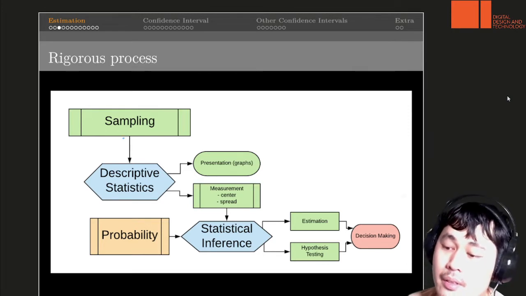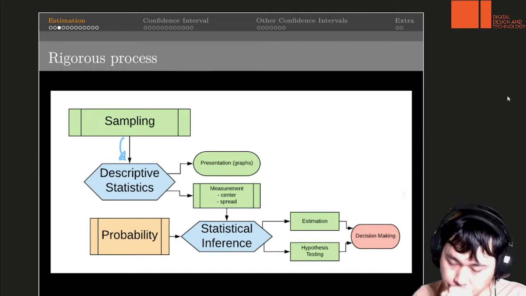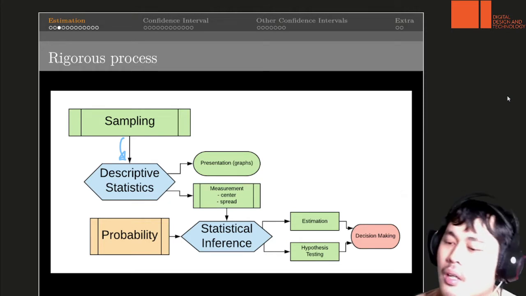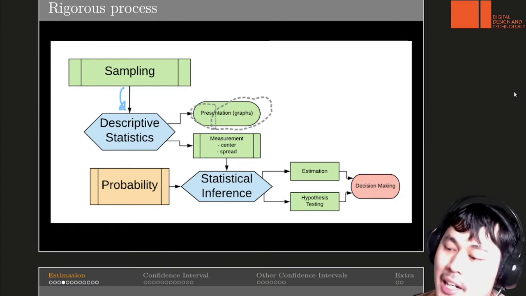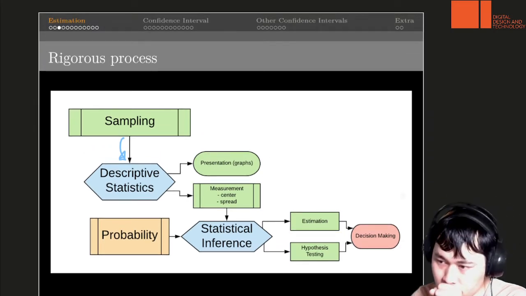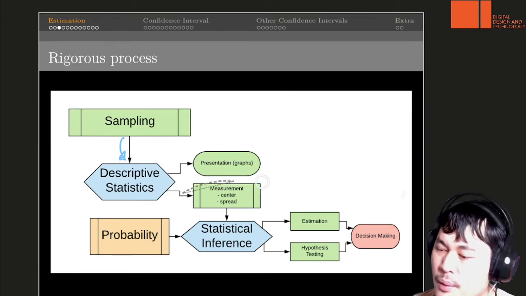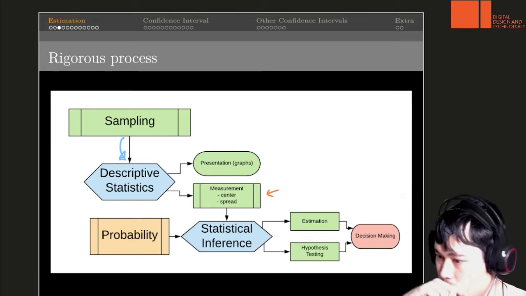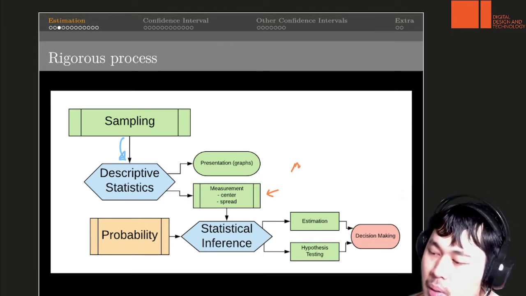And then we use descriptive statistics to get a quick look at what we got. And then you can get some graphs to make it look nice, and we see something interesting to study further.